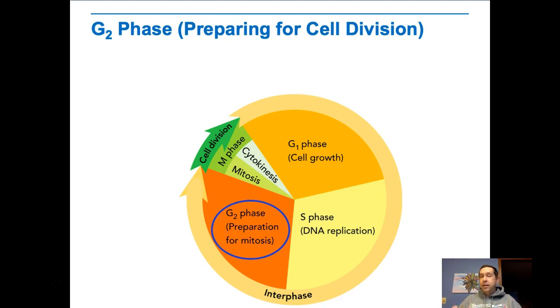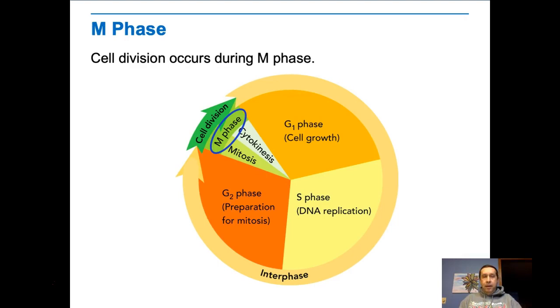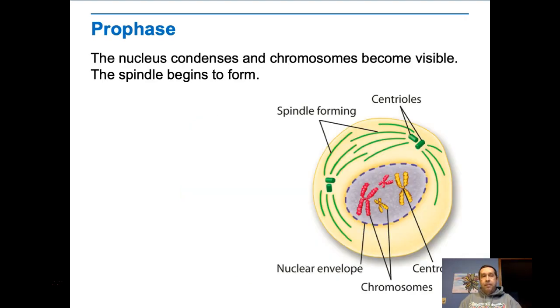And G2 is basically the period of time the cell's getting ready to go through mitosis and then cytokinesis. It makes any special organelles, any molecules it needs in order to go through cell division. This is usually the shortest part of interphase. It's not shown that way on the graphic, but that's typically the way it is. And then the M phase is when cell division occurs. So the M phase is divided into mitosis and then cytokinesis.